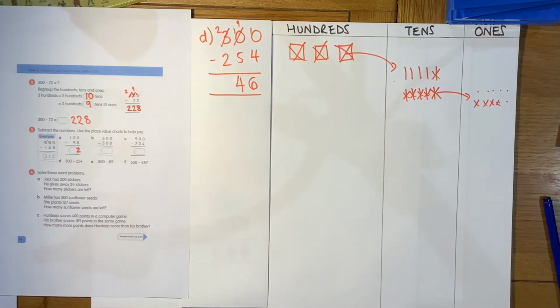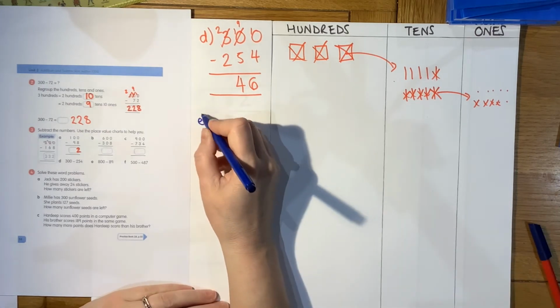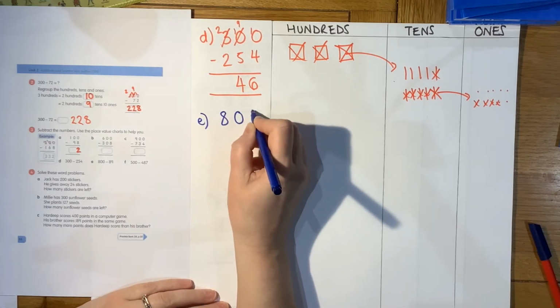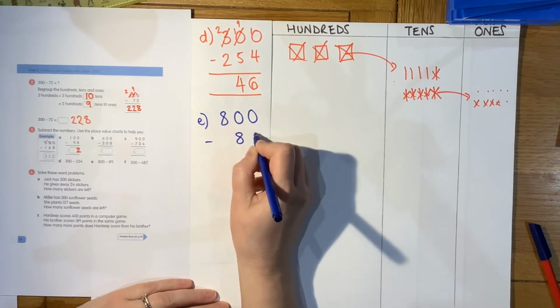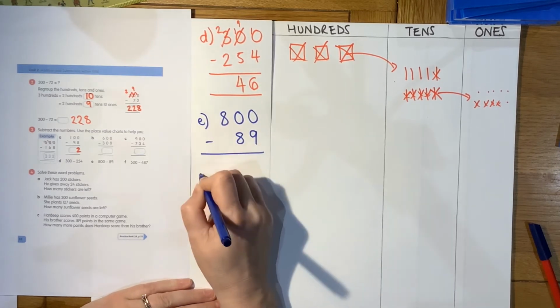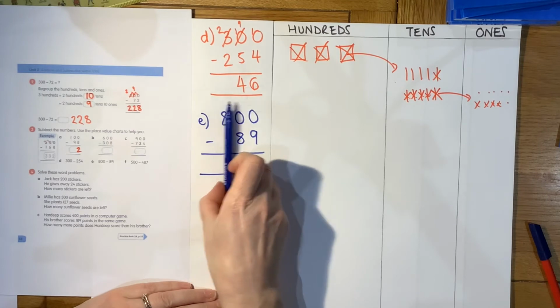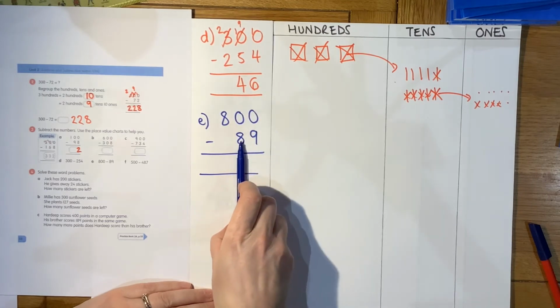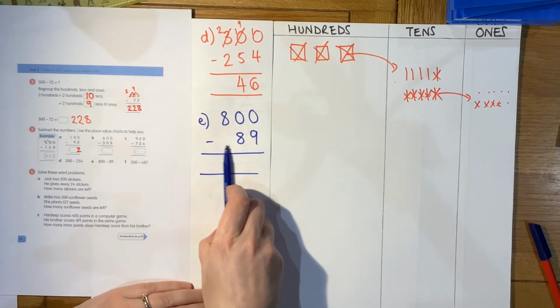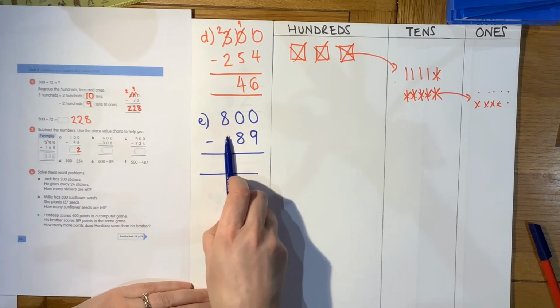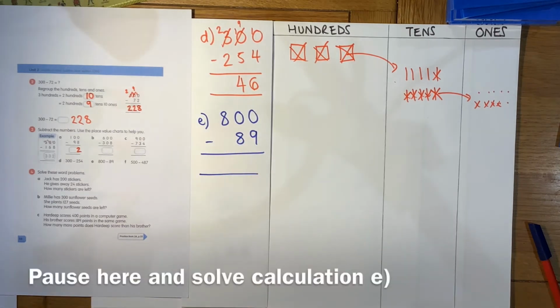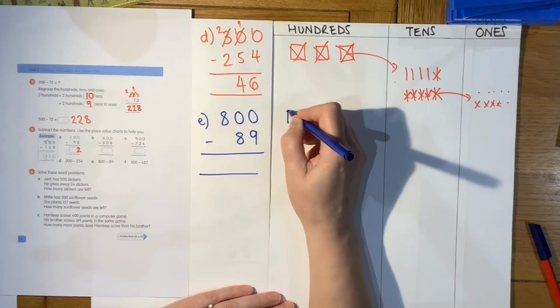Okay, there's the answer to D, 46. Now let's have a go at E, which is 800 take away 89. Be careful, remember, we must line up our hundreds, tens and ones. 89 doesn't have any hundreds, so this column is blank. Okay, pause and have a go, and then unpause for the answer.